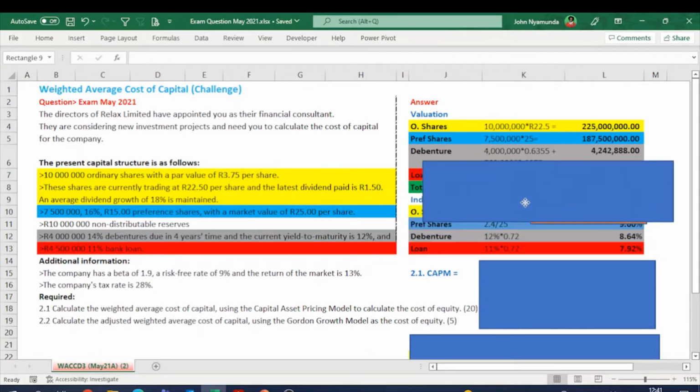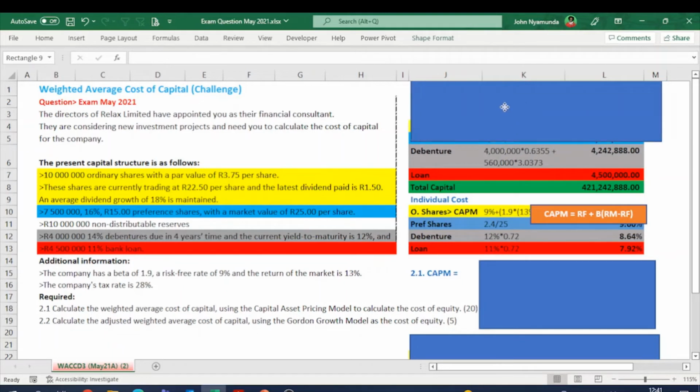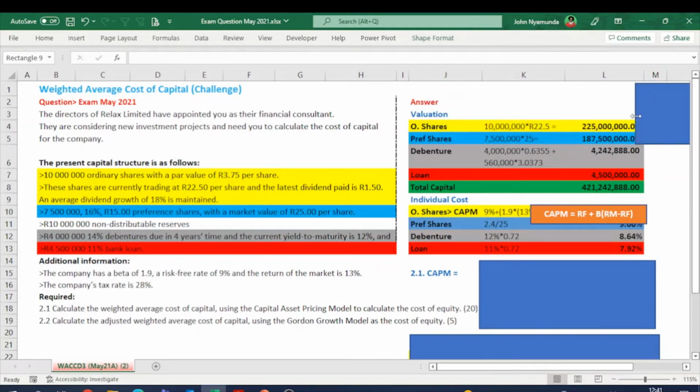So you go to step number 2, which is the valuation. Let's move this thing to the side there. How do we find the cost, individual cost? So we are told here to calculate the weighted average cost of capital using the capital asset pricing model to calculate the cost of equity. The capital asset pricing model, if you remember, is equal to risk-free plus beta, open brackets, return from the market minus risk-free. Where do you find all this information? That's easy, my friend.